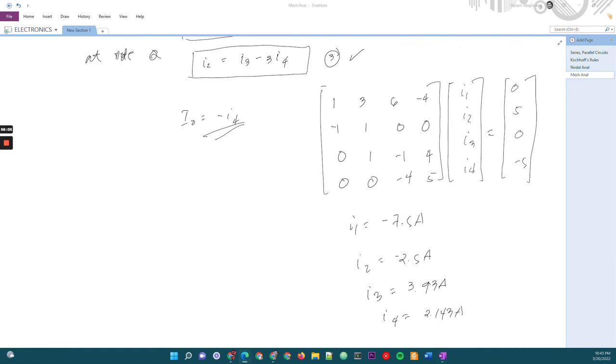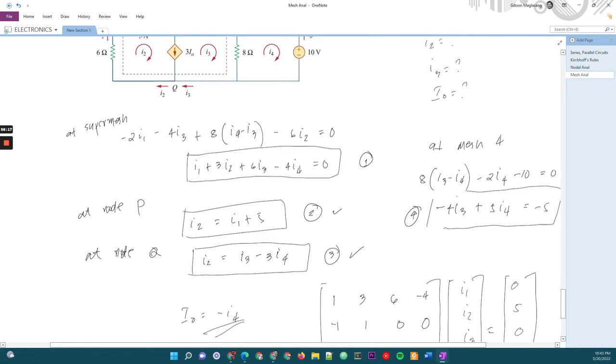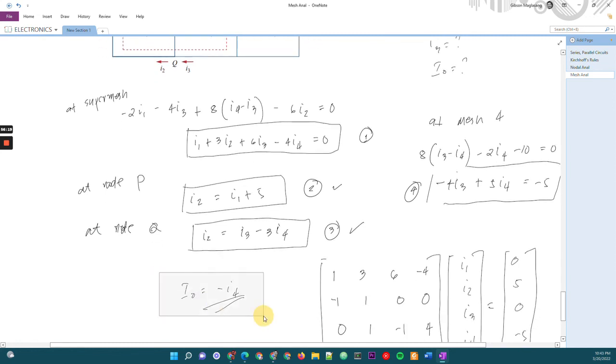So that's it. Given I1, I2, I3, and I4, you should be able to get I0, the capital I0, which you can solve. Capital I0 is just negative I4. Okay, that's easy to see.